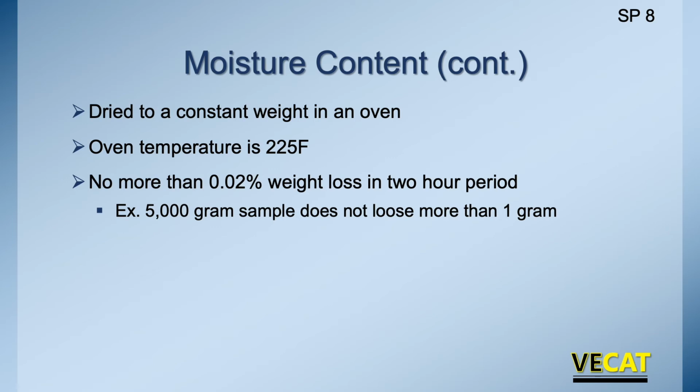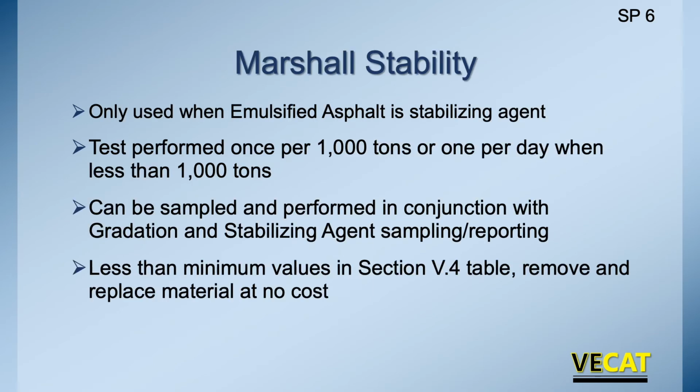We're doing that oven temperature at 225 degrees Fahrenheit. We don't want to cook out the asphalt with higher temperatures. We just want, nice and common, have it dry off. No more than 0.2% weight loss in a 2-hour period. So that's how we know when it's stable. So for example, a 5,000 gram sample does not lose more than a gram. So once we're at that point, we know we've reached stable final mass that we can do our computations to check what our moisture content is.